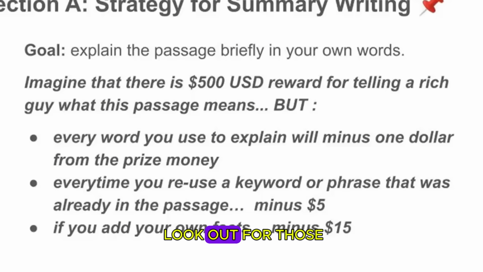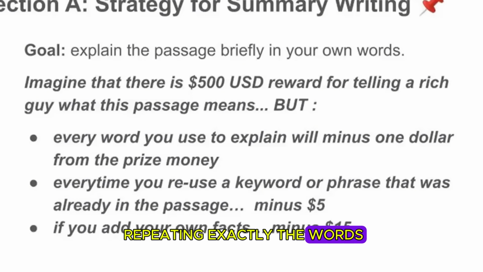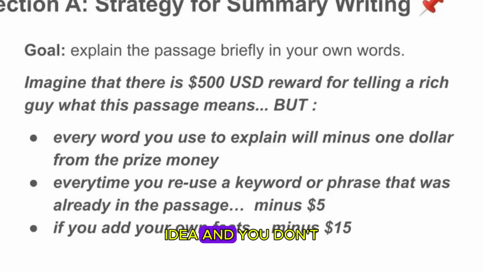As long as you look out for those 3 things in terms of your word count, using your own words as opposed to just repeating exactly the words that they use for the same idea, and you don't add any of your own facts, you should be good to go, alright?